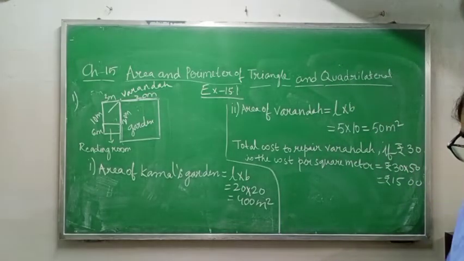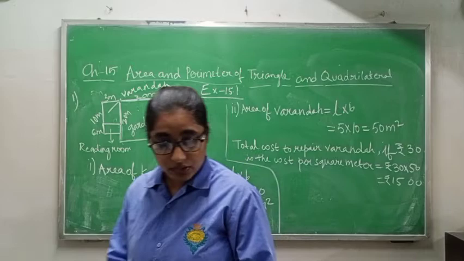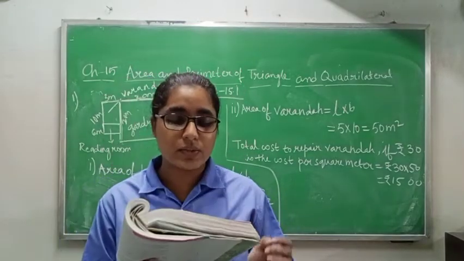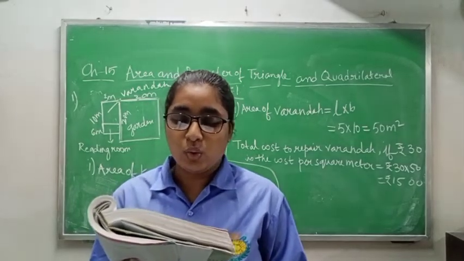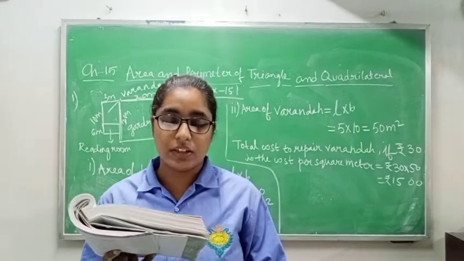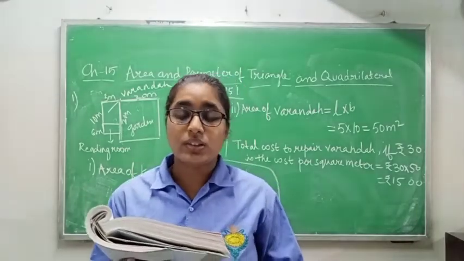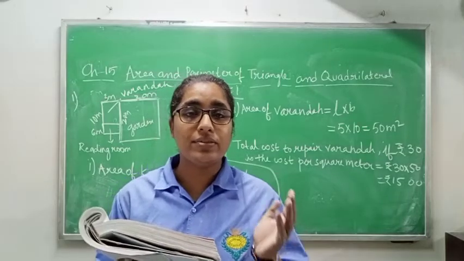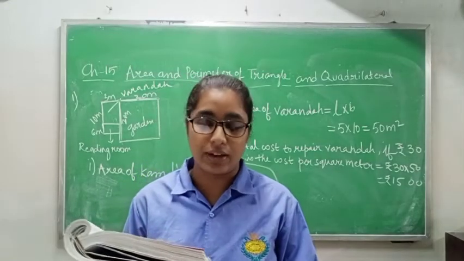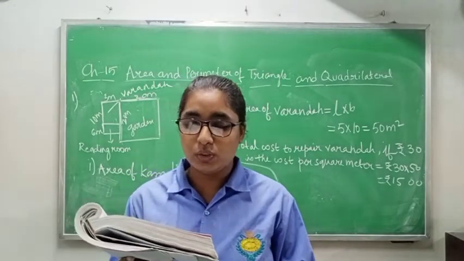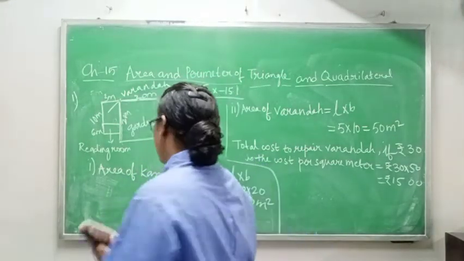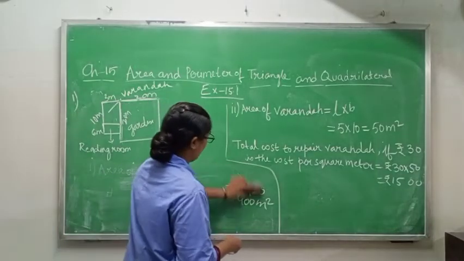It is written, Kamal wants to cover the floor of his reading room with tiles. Let us write by calculating how many tiles will be required to cover the floor of his reading room with size of tiles 25 cm into 25 cm. Now size of each tile is given, 25 cm into 25 cm. Means length is 25, breadth is also 25. So first you will find the area.